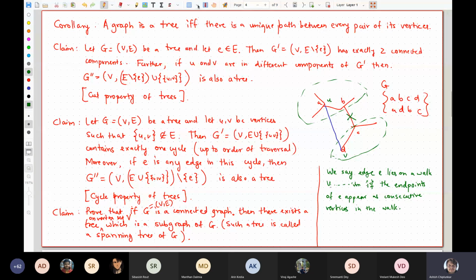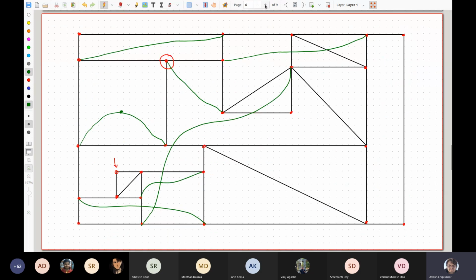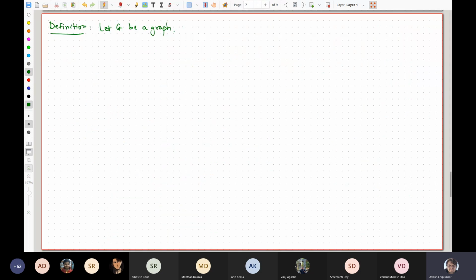Let me add something in this definition. We say that an edge E lies on a walk, or equivalently we'll also say the walk traverses the edge E. So E lies on the walk and the walk traverses edge E, both are the same thing. These are some little words that I'm adding to your vocabulary.